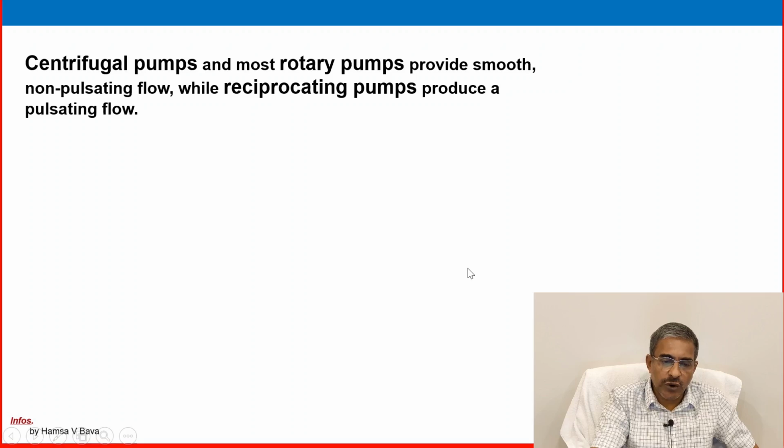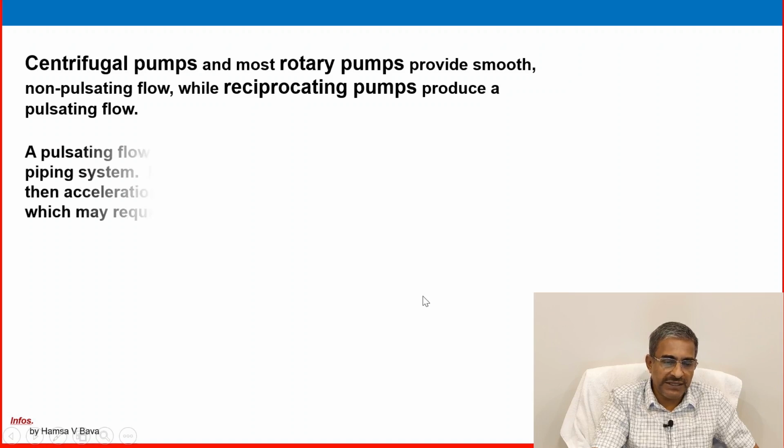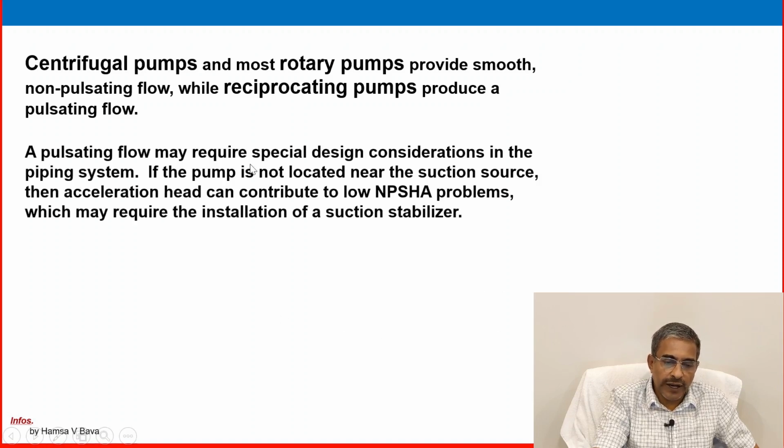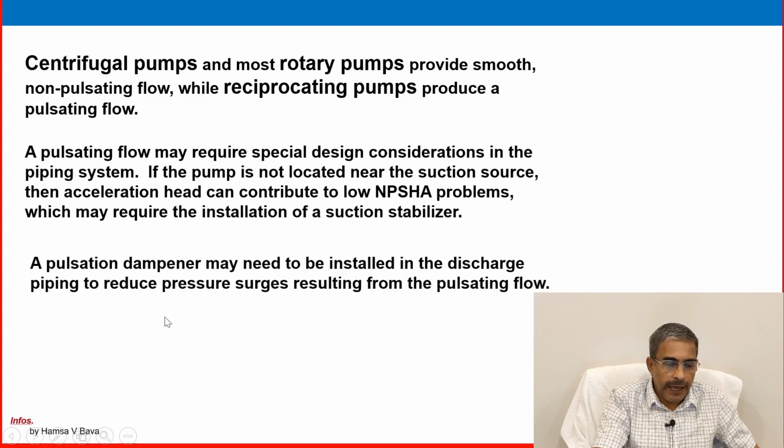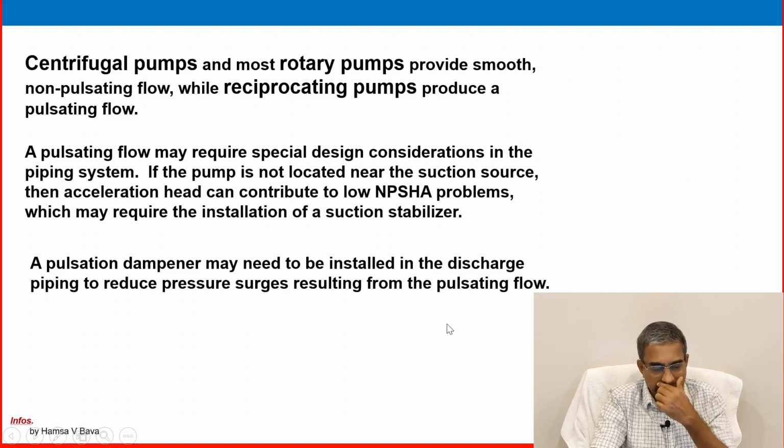Centrifugal pumps and most rotary pumps provide smooth, non-pulsating flow, while reciprocating pumps produce a pulsating flow. A pulsating flow requires special design consideration in the piping system. If the pump is not located near the suction source, then the acceleration head can contribute to a low NPSHA problem, that is a net positive suction head available problem, which may require installation of a suction stabilizer. A pulsation dampener may need to be installed in the discharge piping to reduce the pressure surges resulting from the pulsating flow.